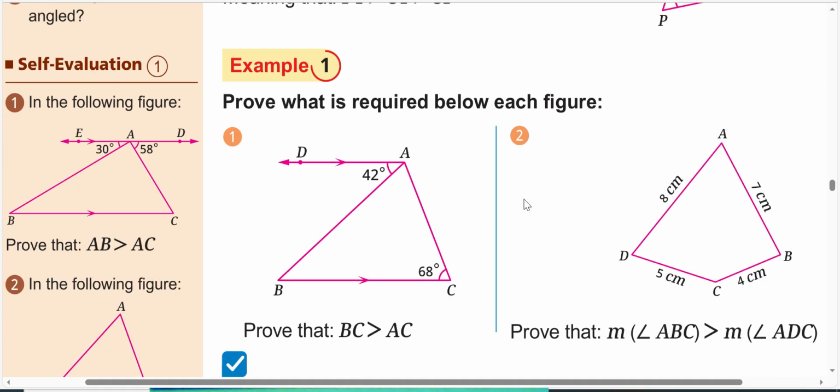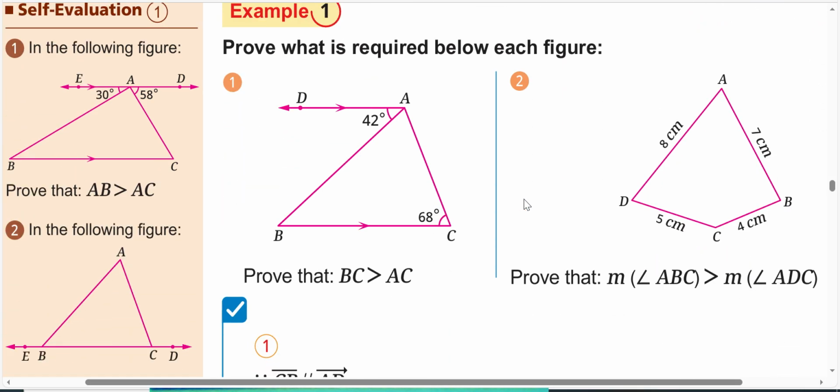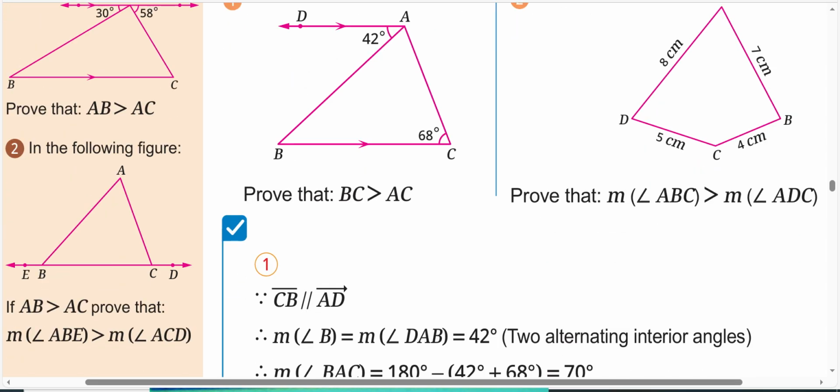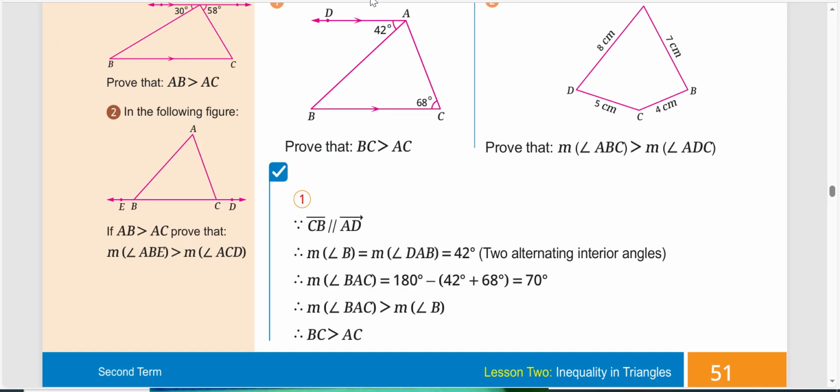For example number 1, prove that, it is required for each figure. You can read this example. We have two alternating angles. We have 42 and here also 42, alternating interior angles. Then the angle opposite BAC is 42 and here 68. Then EB is greater than EC, because EB is opposite 68. Understood? You can find the relation between two sides by finding the relation between two angles first.